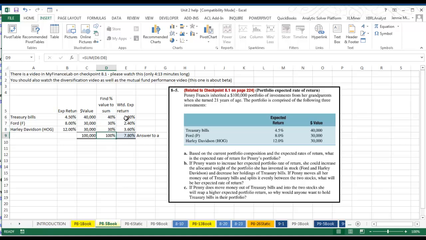And then what you do is you're multiplying the expected return times that proportion of the portfolio. So once you have that, you just add them up and you have your answer of 7.8%, which is a pretty good return on a portfolio in this day and age. And then there's questions that they ask here that I think that you'll be quite able to answer.